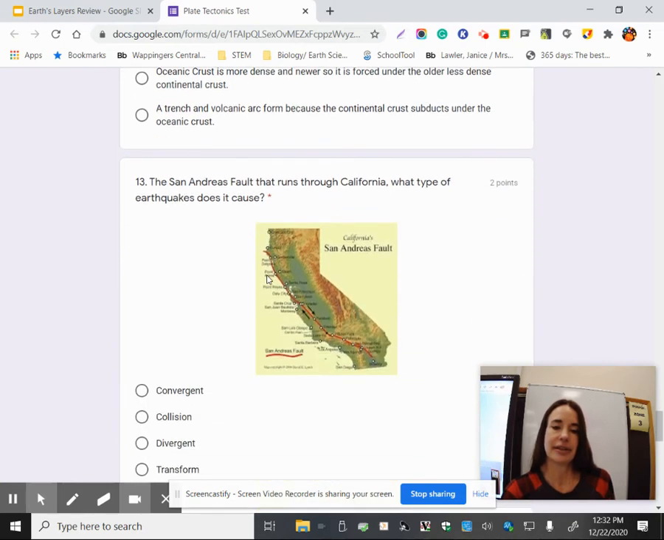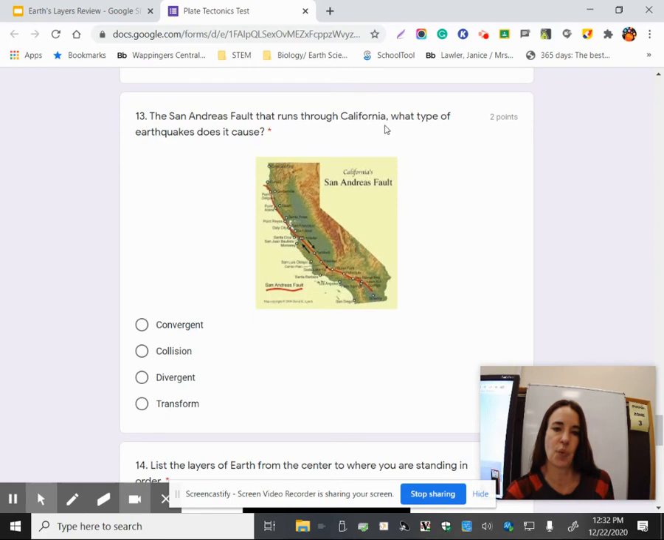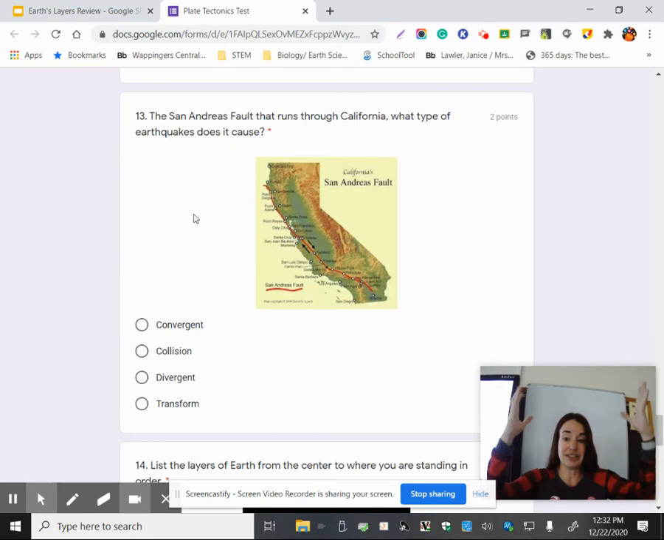Number 13, the San Andreas fault line runs through California. What type of earthquake does it cause? Oh, my lights just went out. Does it cause a convergent? Is it a collision? Is it a divergent? Or is it a transform?